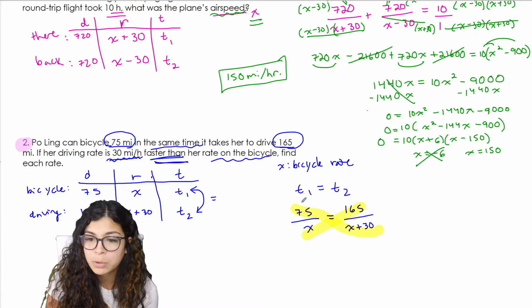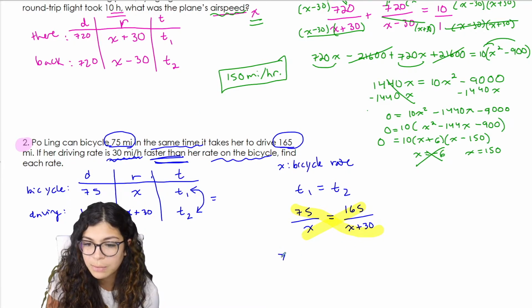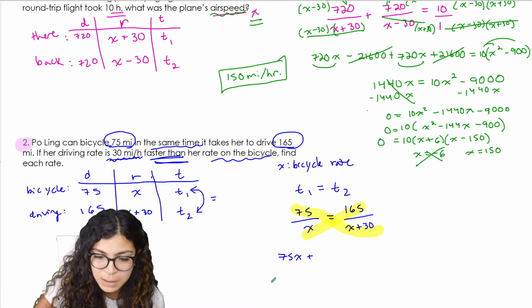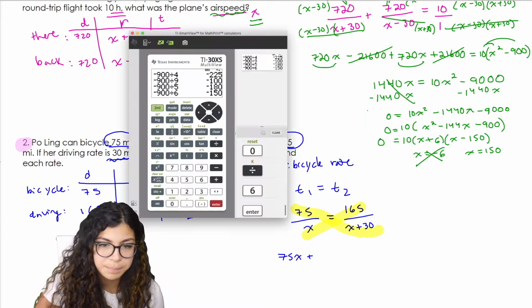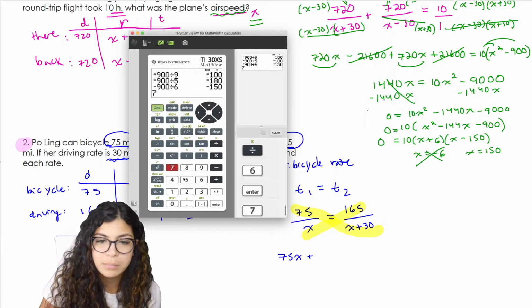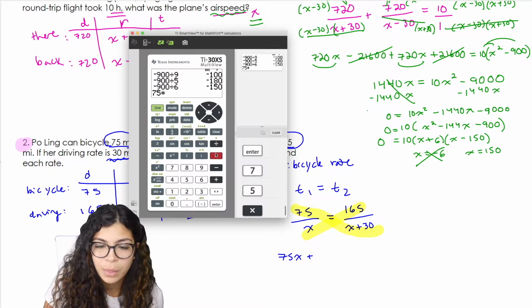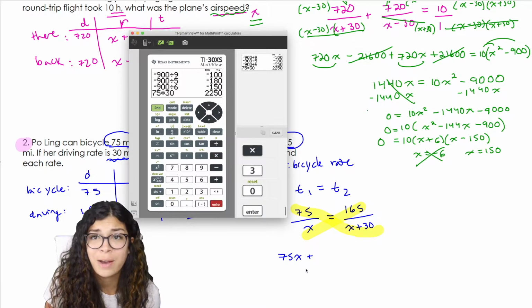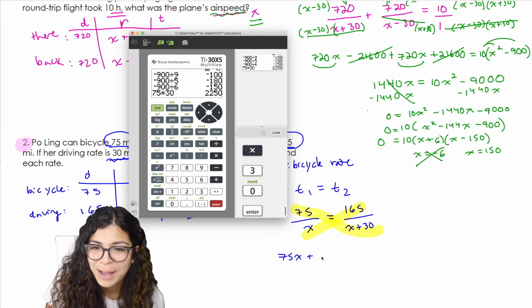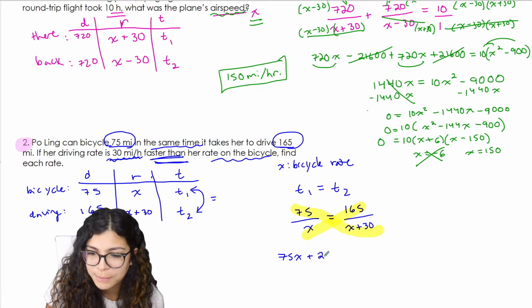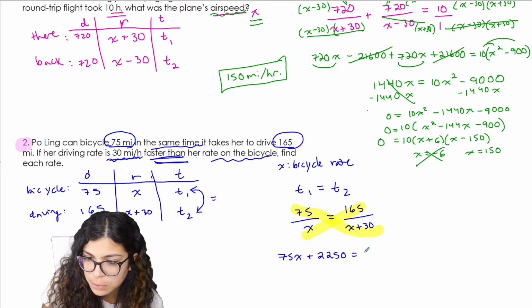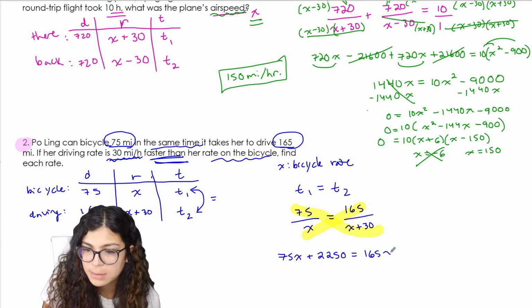And remember, we have multiple terms, so 75 times x would be 75x. 75 times 30, I think, is 150. Let's verify that. 75 times 30 equals, way off, 2250, so 2250. So x times 165, which of course would be 165x, and now we just solve.